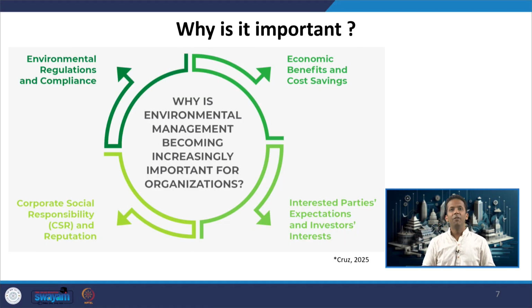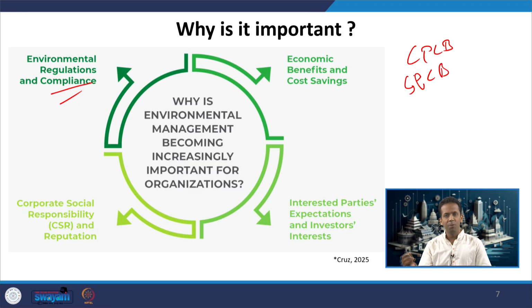So, why is environmental planning important? Obviously, one is regulations and compliance. Every organization is supposed to follow it. In India, we have CPCB and SPCB, right? Central Pollution Control Board and State Pollution Control Boards, which set up the regulations and compliances which every company or organization has to follow. Then CSR and the reputation of the company.